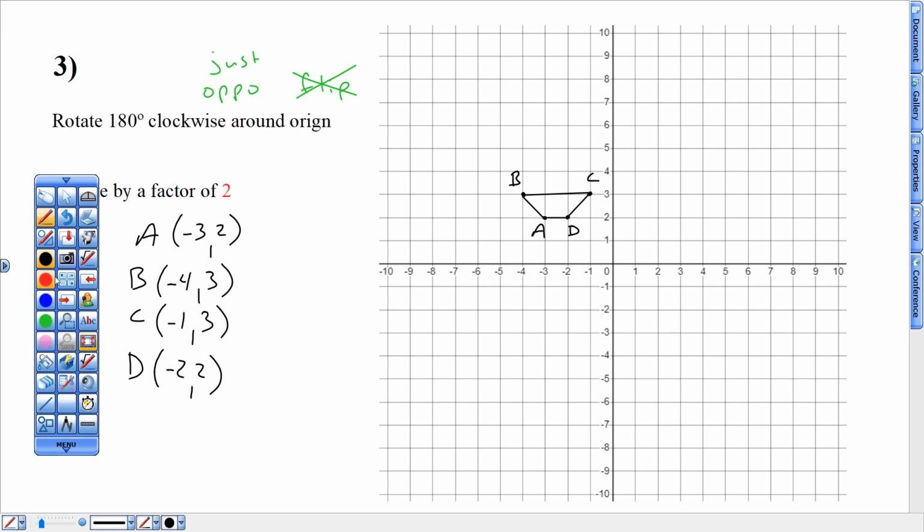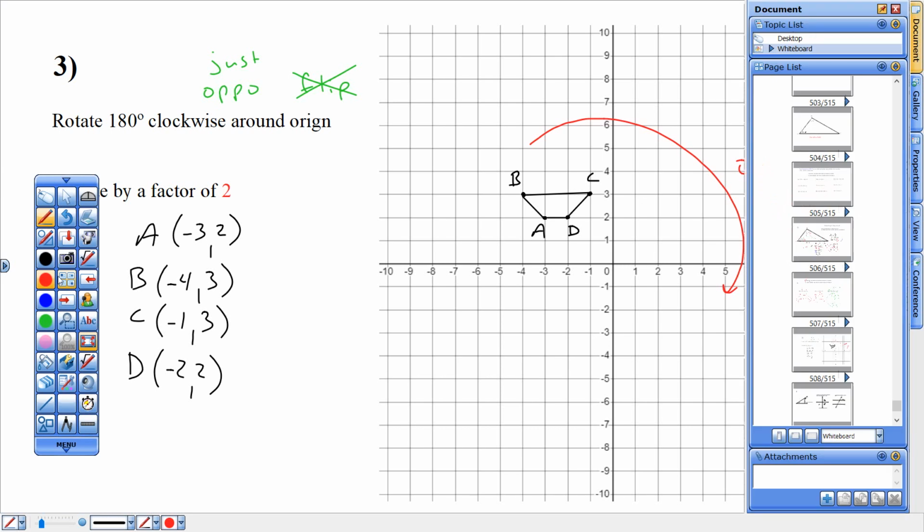If I do a 180 turn, that's going to be to here. It's going to be just opposite. It's going to be upside down. These 180 turns always end up upside down. So let me show you. If I just go opposite, let's get rid of this.